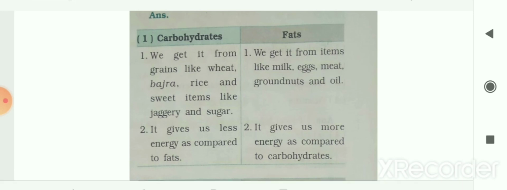So carbohydrates, we get it from grains like wheat, bajra, rice and sweet items like jaggery and sugar. Whereas fat, we get it from items like milk, eggs, meat, groundnuts and oil. Carbohydrate gives us less energy as compared to fat, whereas fat gives us more energy as compared to carbohydrates. So this is the difference between carbohydrates and fats.